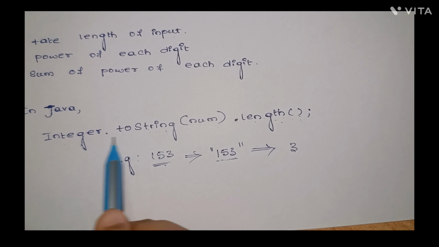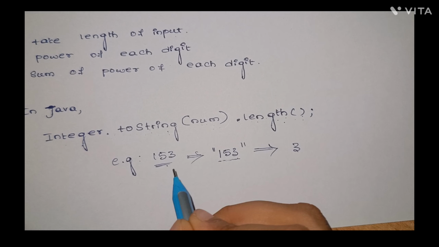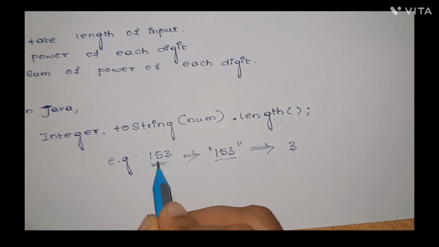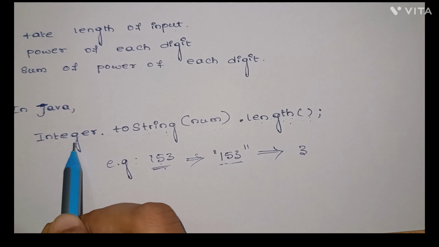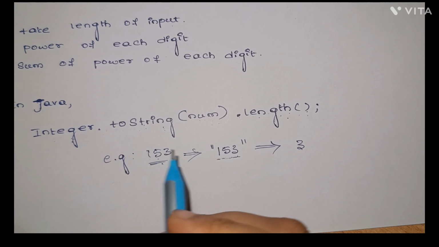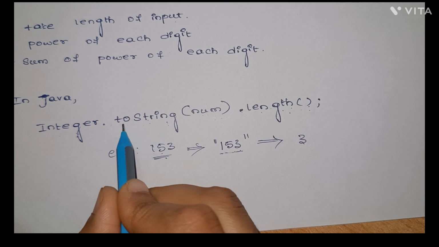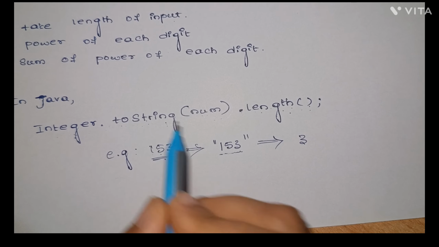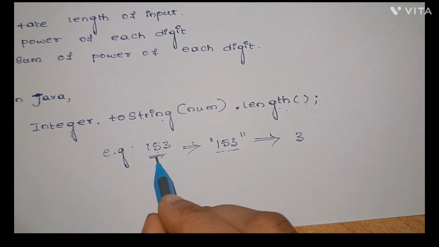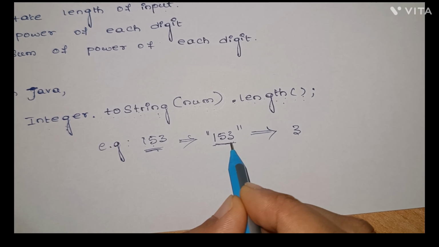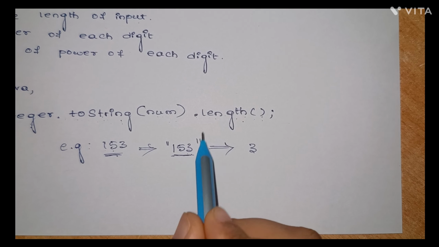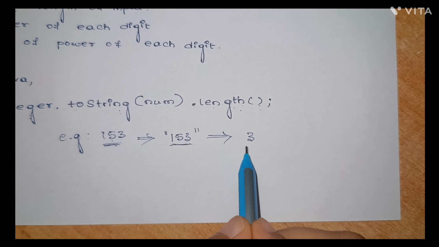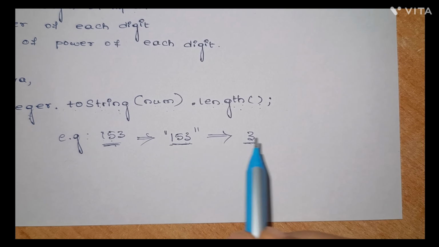We will understand this line by taking an example. Here is an integer converted into an object using the wrapper class Integer. Then we are using the built-in function toString to convert this integer into a string. Now on this string, we are using the length method which gives the length of this string.